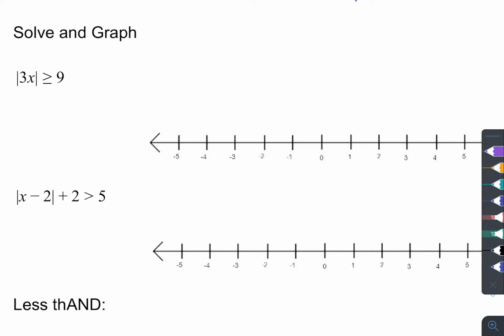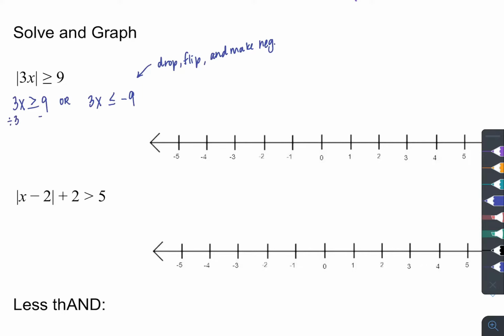Okay, so when we do this, we have to get the inequality symbol on its own. We've already done that. And then we have to set up two separate equations. For the first one, all we're going to do is drop the inequality sign. We're going to drop the absolute value. For the second one, we're going to drop, flip, and make it negative. So drop, flip, and make it negative. Okay, and we have to remember that in the end we're going to have or.